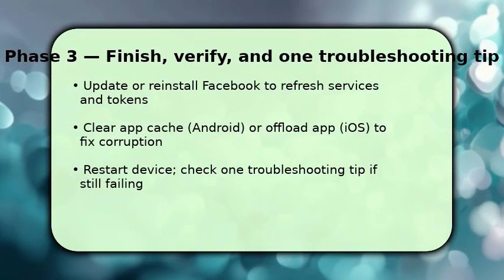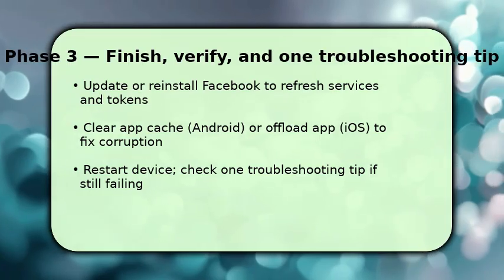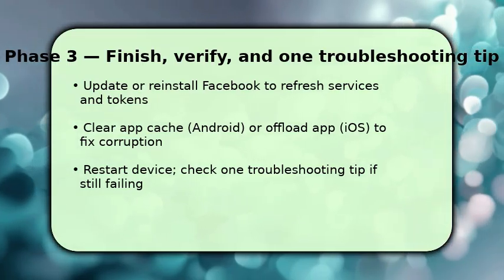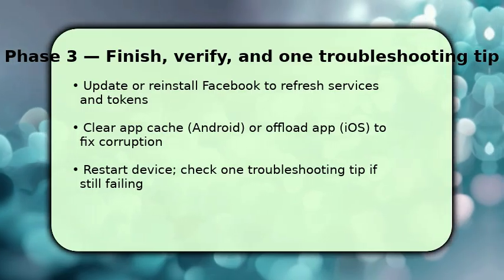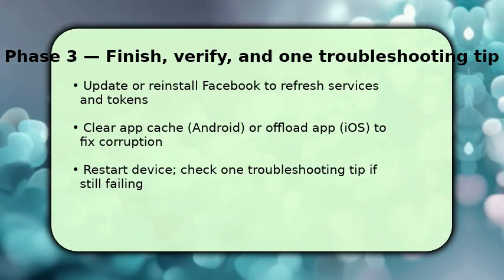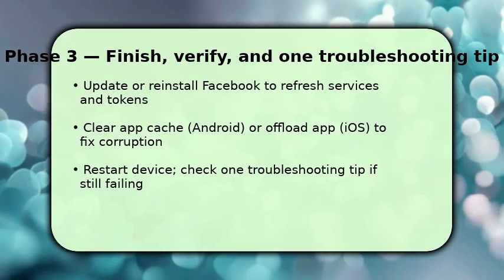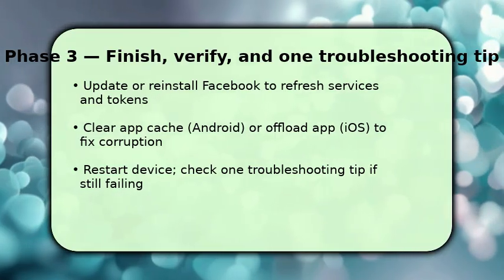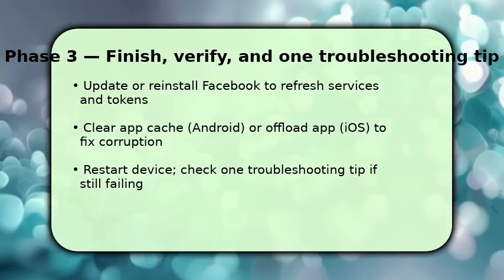Finish by ensuring the app and system are in sync. Update Facebook from the store. If issues persist, reinstall to refresh delivery tokens. On Android, clear cache. On iOS, offload the app then reinstall. Restart your device to finalize system-level changes.